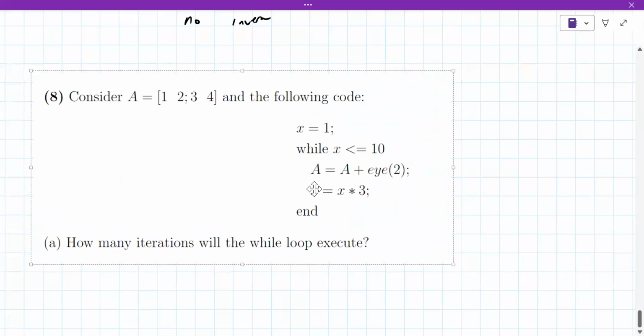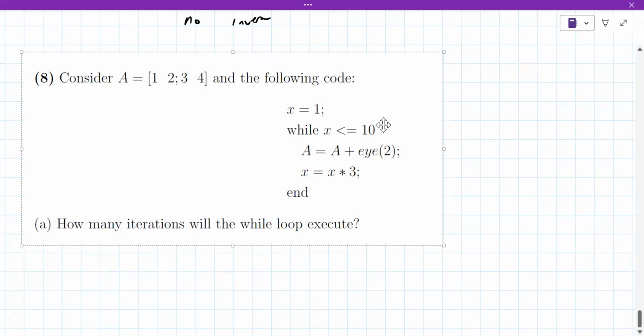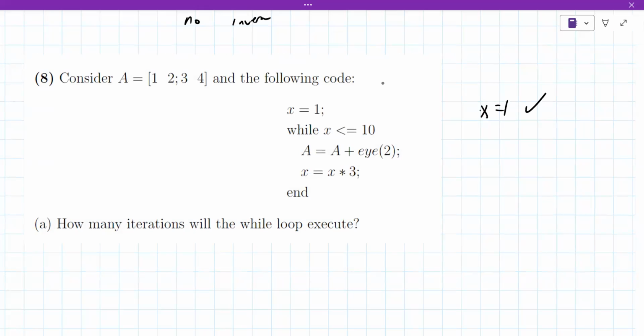All right. So 8A is called a tracing exercise. You're tracing the code. So imagine your computer. The first thing you see here is you say, okay, X is 1. And then you enter this while loop and you say, is X, which is 1, less than or equal to 10? The answer is yes. So you're good. So what are you going to do?